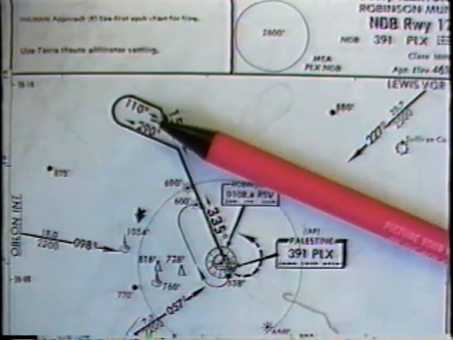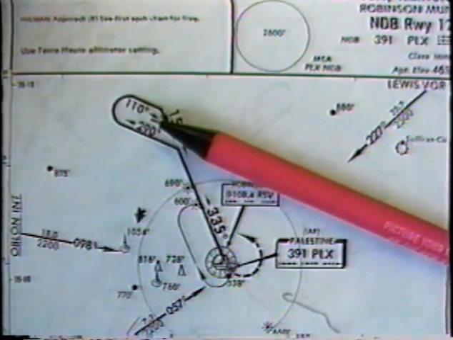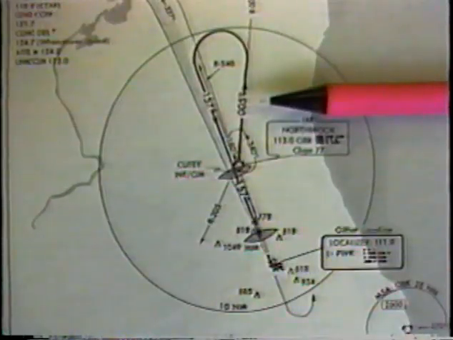The headings flown in a procedure turn are not mandatory and may be altered by the pilot to compensate for wind conditions or personal preference. Some alternate procedure turn patterns are shown here. Notice that there is no choice as to which side of the course the turn is made on. Some approach procedures prescribe a teardrop maneuver, as is shown here. This is in lieu of a procedure turn. The teardrop is mandatory and must be flown as shown.